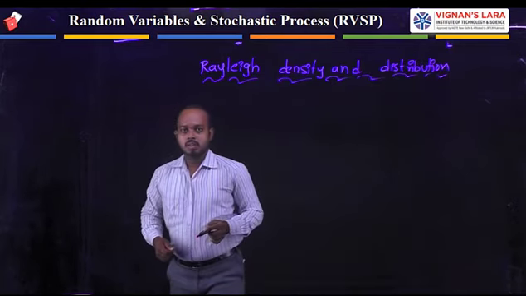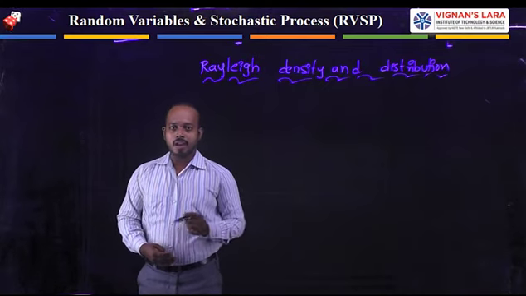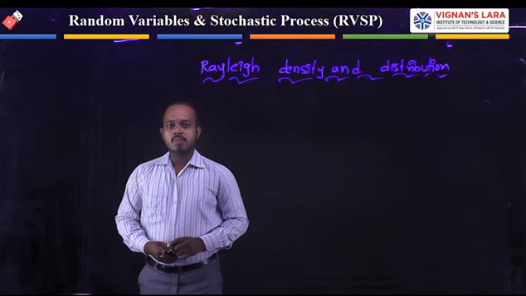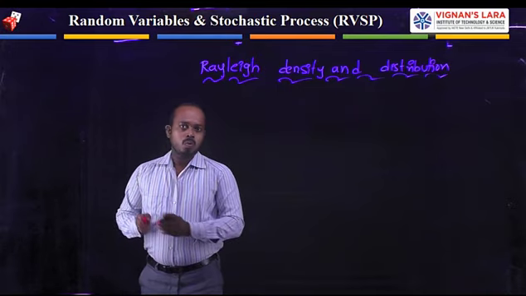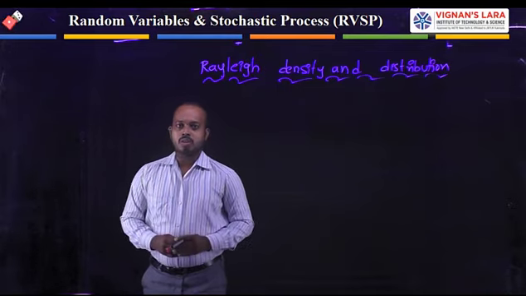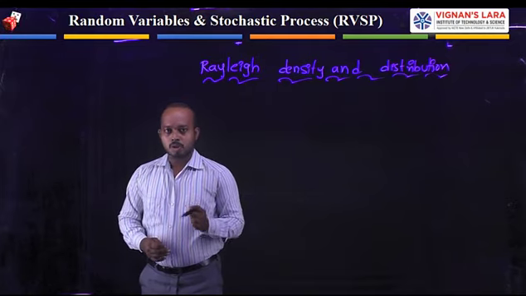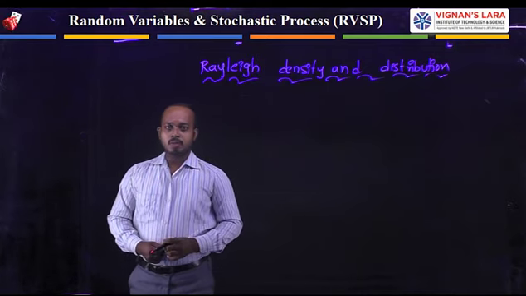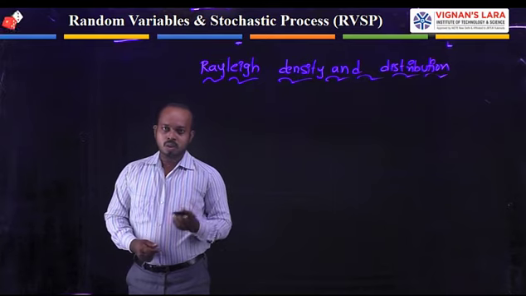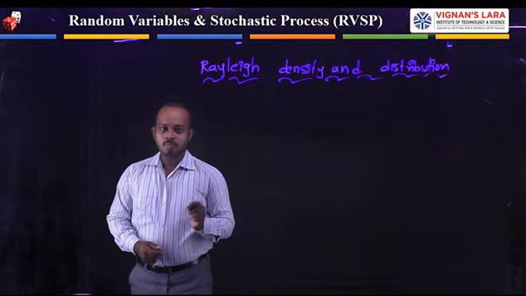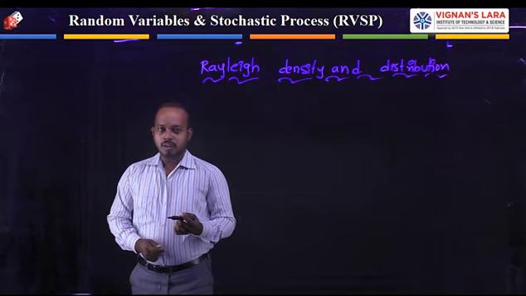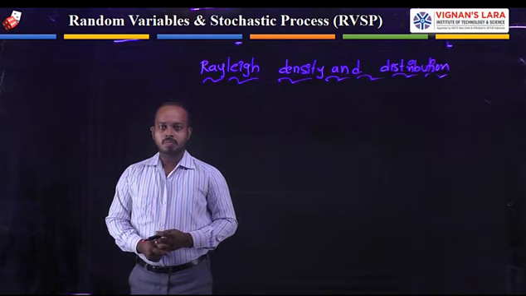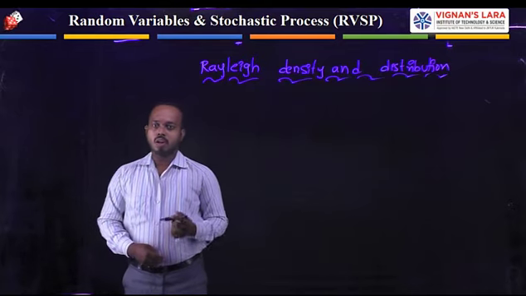Already we know that the classification is done based on the nature of the random variable. For a discrete random variable, we mainly have two examples of distribution and density functions: binomial and Poisson. Coming to a continuous random variable, we mainly have four examples: uniform, exponential, Rayleigh and Gaussian.